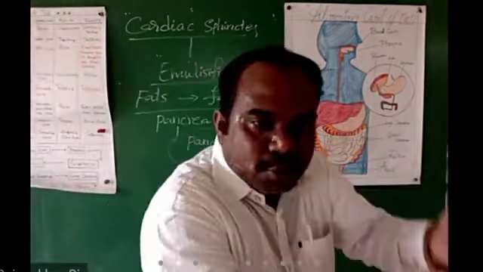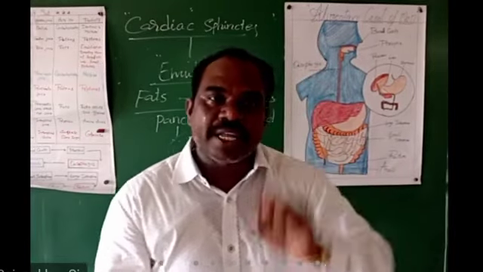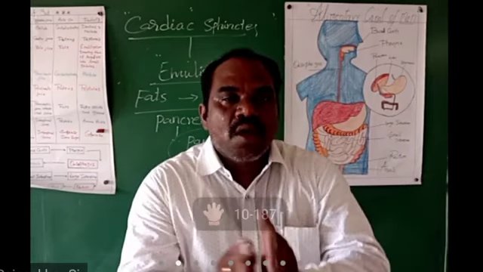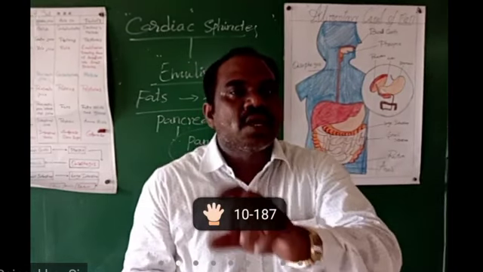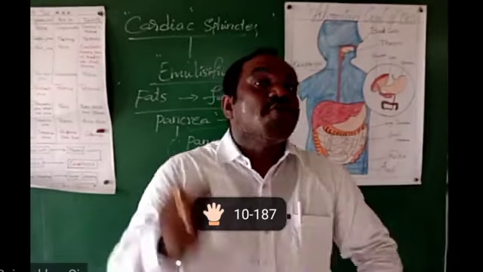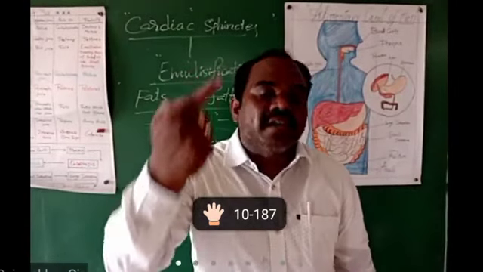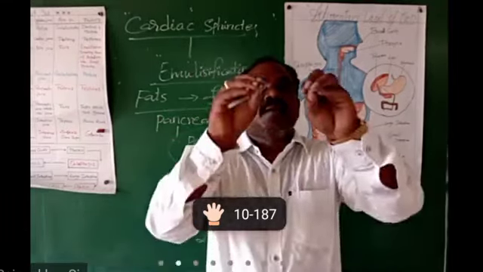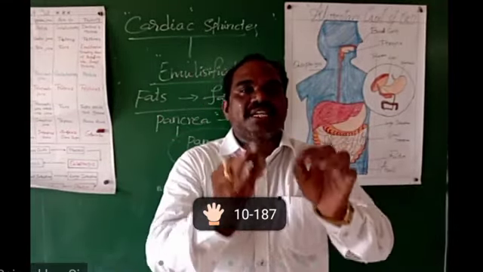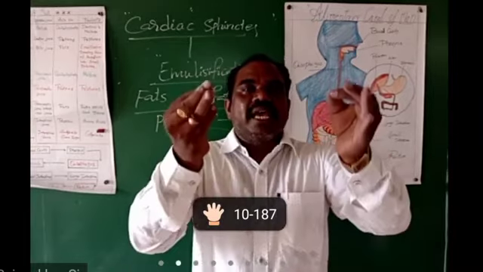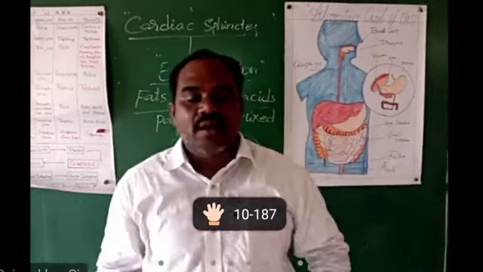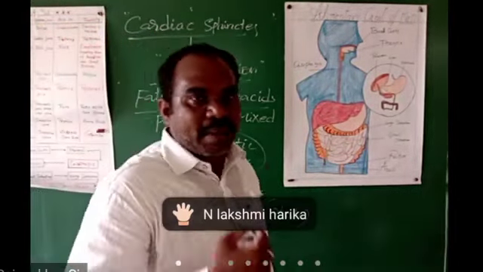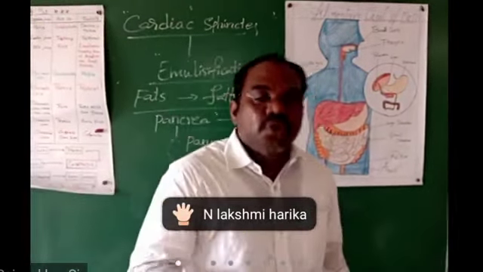Proteins are converted into peptones. Third one is lipase. Lipase enzyme helps fat materials. Fats are converted into fatty acids and glycerol. These are the enzymes present in pancreatic juice. Pancreatic juice is secreted from the exocrine pancreas. Exocrine pancreas, these are the glands present in our digestive system.